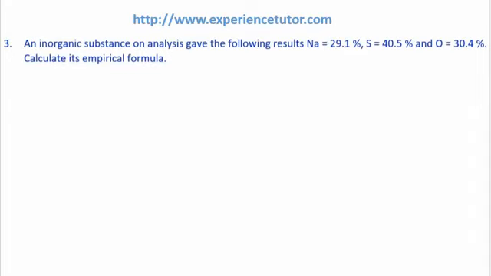An inorganic substance on analysis gave the following results: Na is equal to 29.1%, S is equal to 40.5%, and O is equal to 30.4%. Calculate the empirical formula.